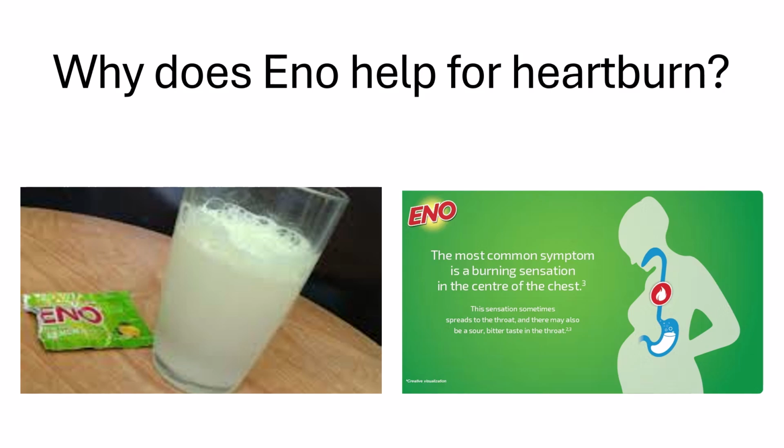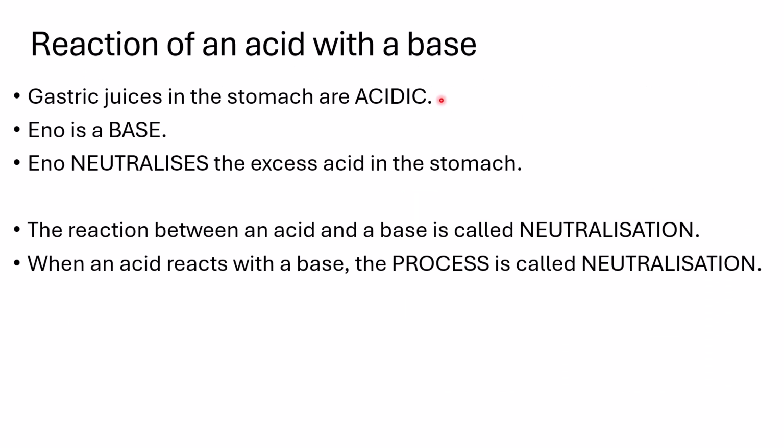And then you take ENO or an antacid. And why does it help? Now the reason for that is your gastric juices that push up into the esophagus. Your gastric juices are acidic, but ENO is a base. So if you take ENO, it neutralizes the excess acid in your stomach, and then it helps for the heartburn.